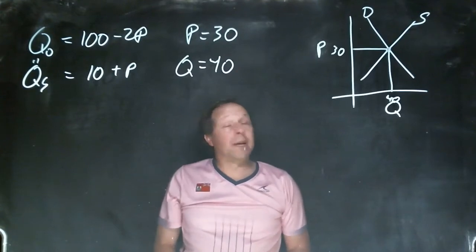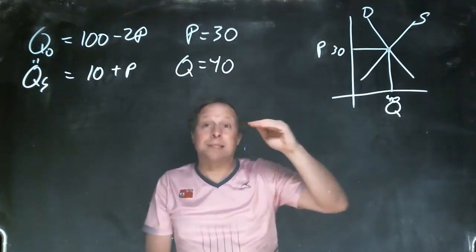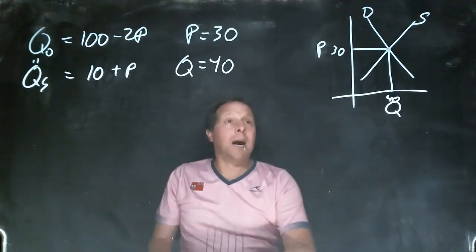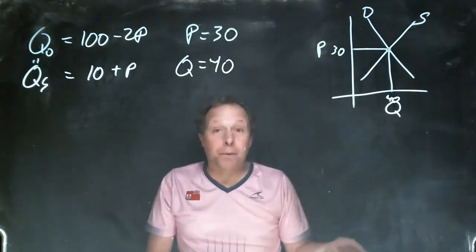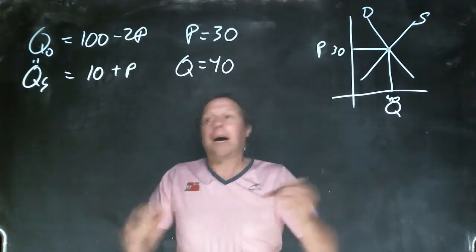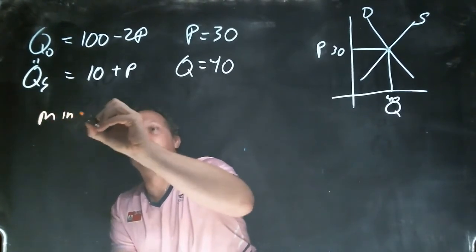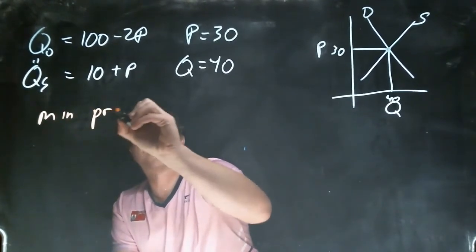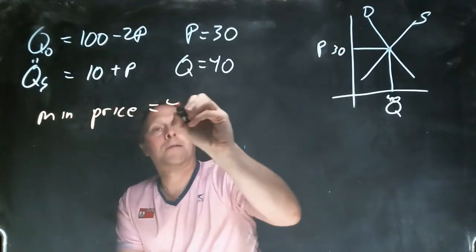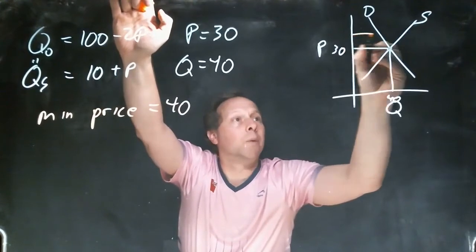So now let's put in a minimum legal price, a price below which you can't sell the good. We're going to make that price above 30, so it's going to be a binding minimum price. So let's have this minimum price equal to 40.